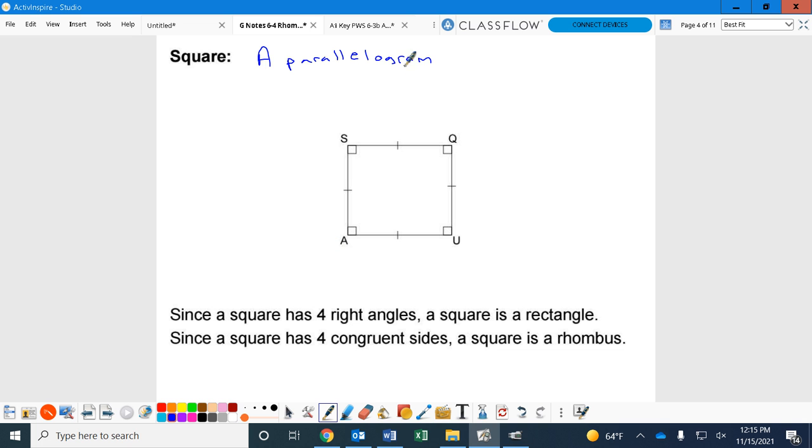So it is going to be a parallelogram with 4 congruent sides. That's the first part. There you go. 4 congruent sides and 4 right angles. Take a minute, write it down. Make sure you got it written down before we move on to concepts. Okay.